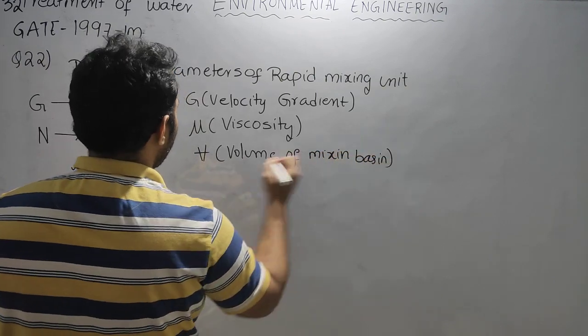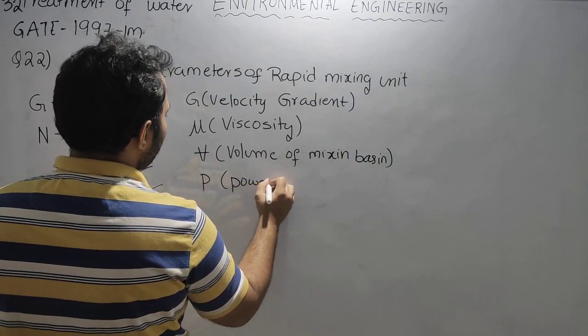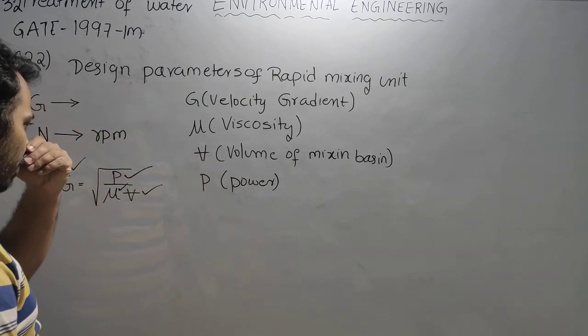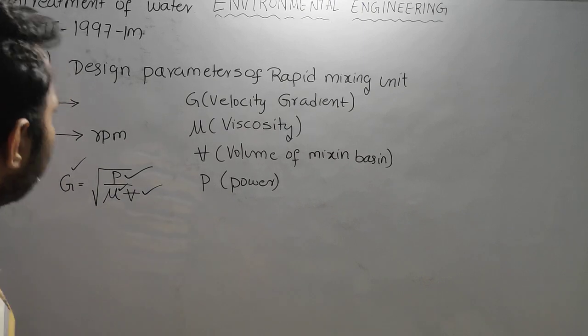And also if P is given, power is also correct, and depending on that this RPM will vary, so it will also depend on RPM. So on all these factors the design parameters of rapid mixing unit will depend. Okay, let us go to the next question. Question number 23, 2004 GATE, 2 marks.